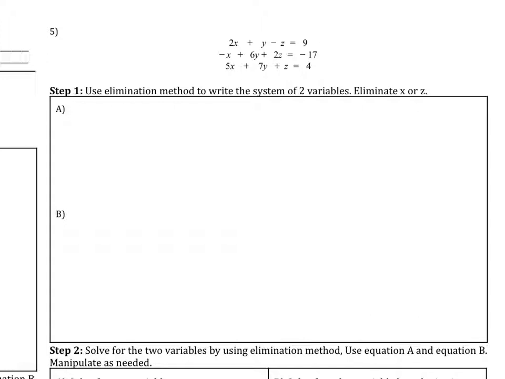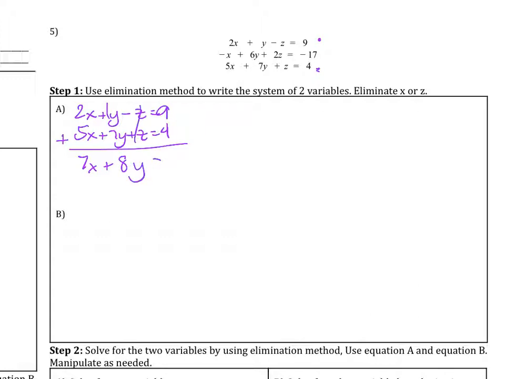either x or z. So in this case, I'm going to go ahead and eliminate z because I see a negative z here and a positive z here. And so at least for the first two equations, I can go ahead and add them as they are to get rid of that variable. So I'll take 2x plus y minus z equals 9. Then I'll add 5x plus 7y plus z equals 4. So I'm going to add that together for my first equation. This is 7x plus 8y, the z's cancel, and this is 13.